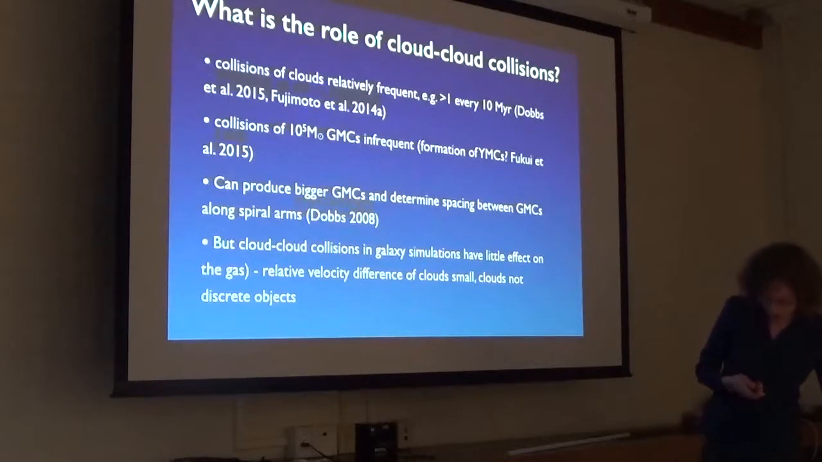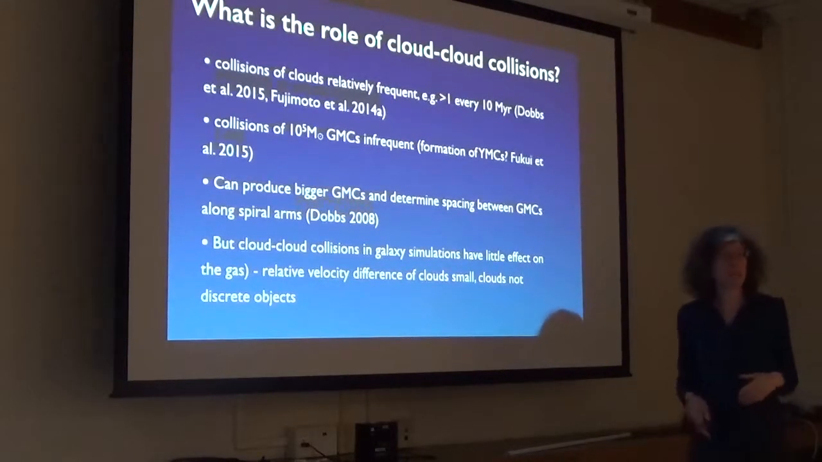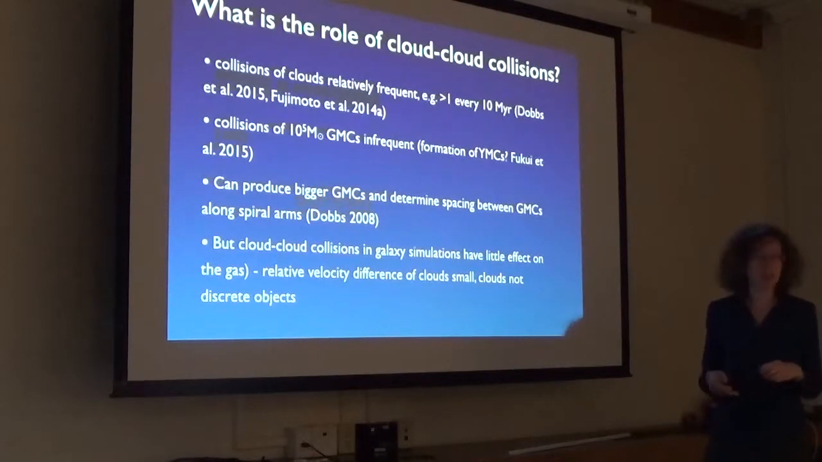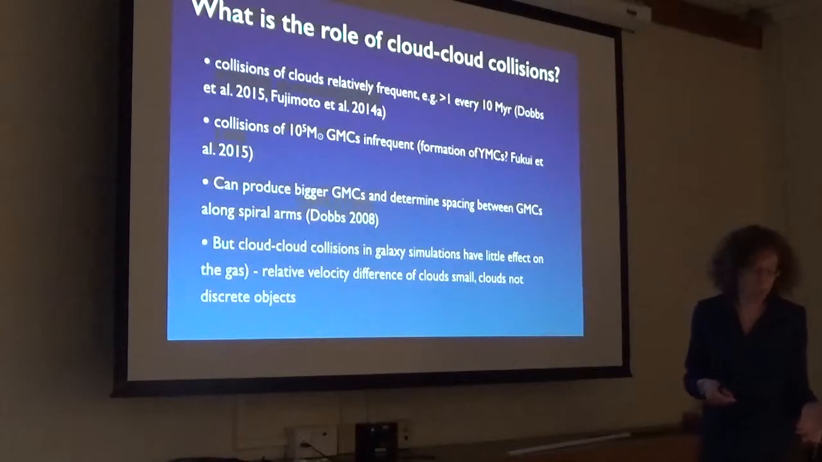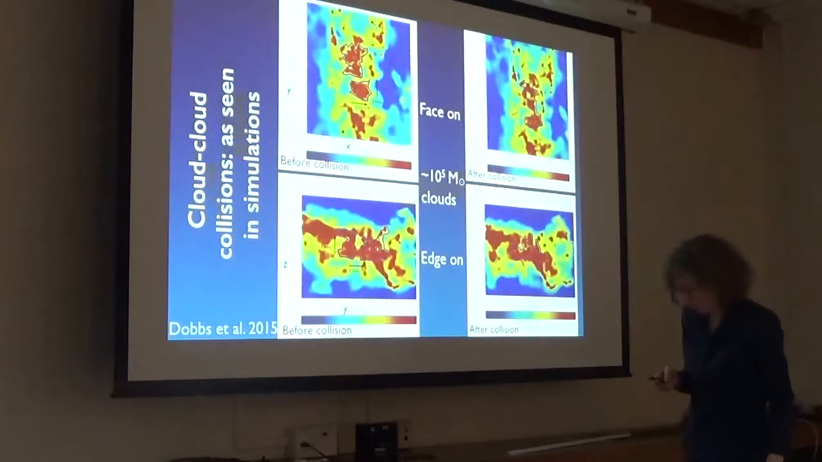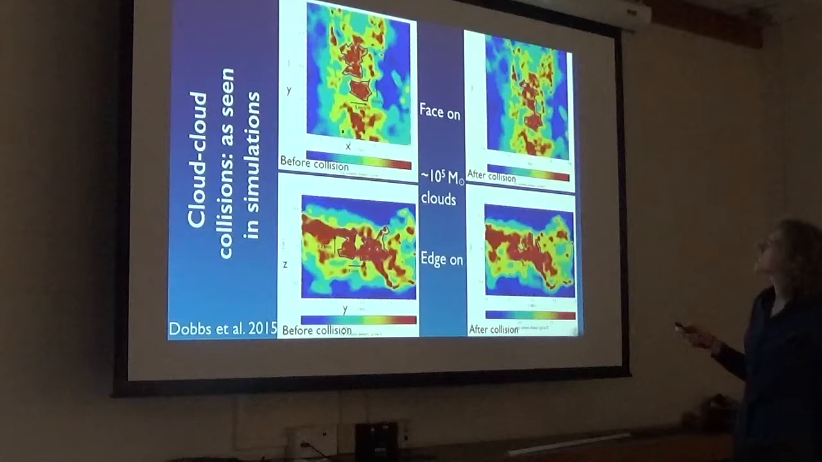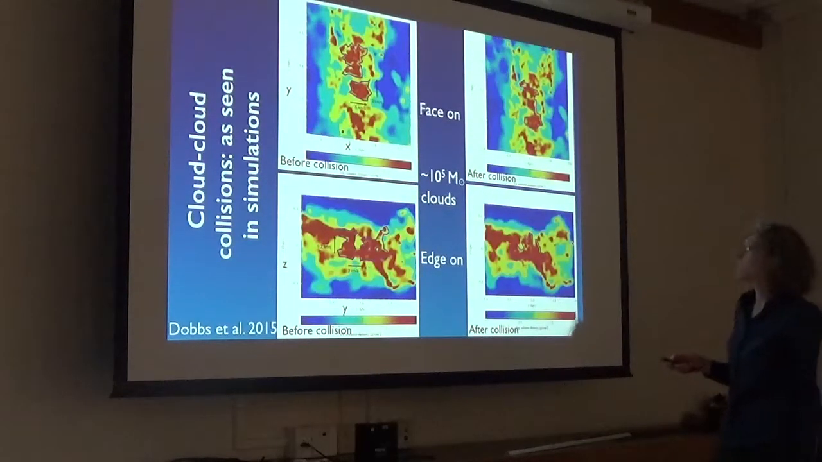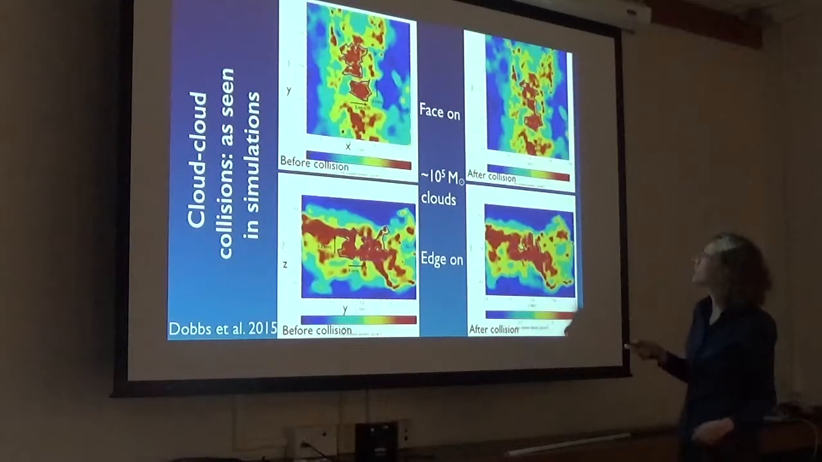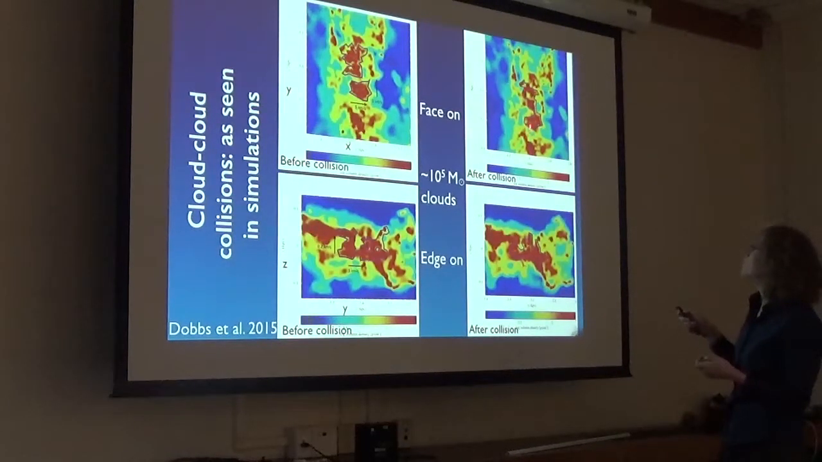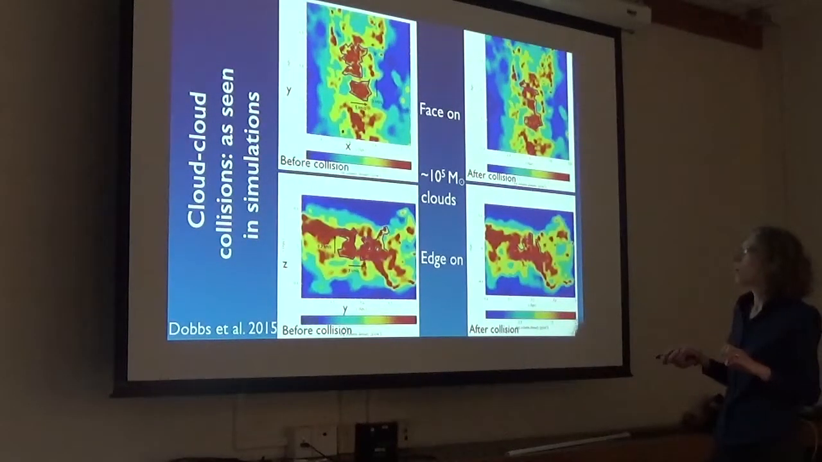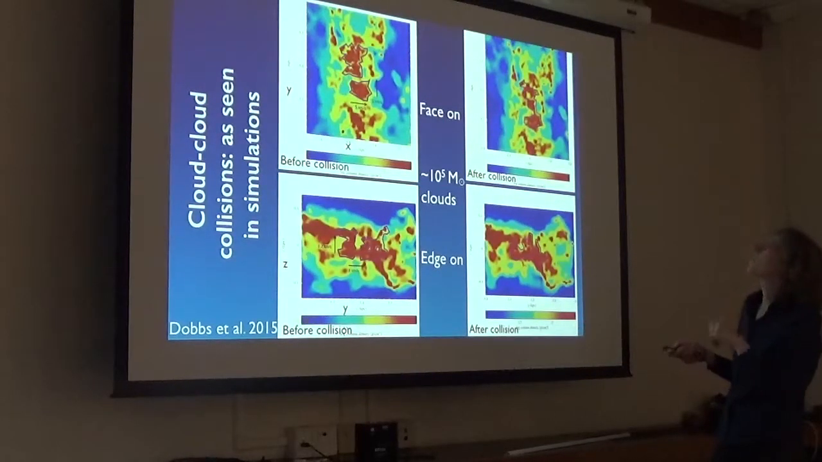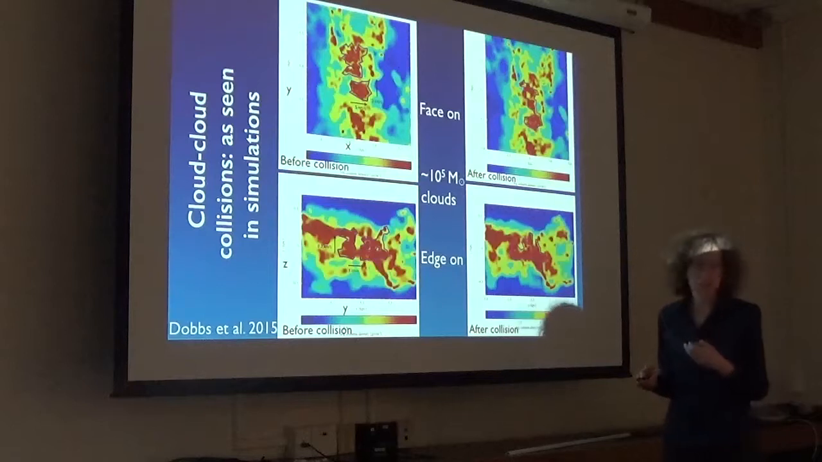But we found, at least in these simulations, that the cloud collision wasn't having a big impact on the gas itself. So you might get two clouds merge, but it didn't really change the gas very much, like for example making it much denser. I can just show that here, where there's gas after the collision in different orientations, and the clouds haven't really changed after the collision compared to before. There's no really dense peaks in the gas that weren't there previously.